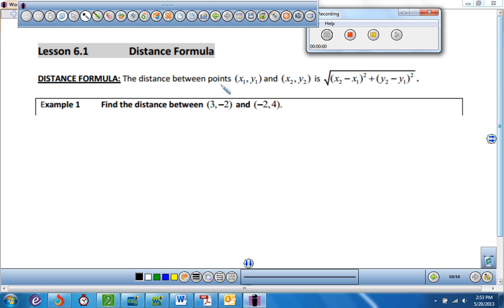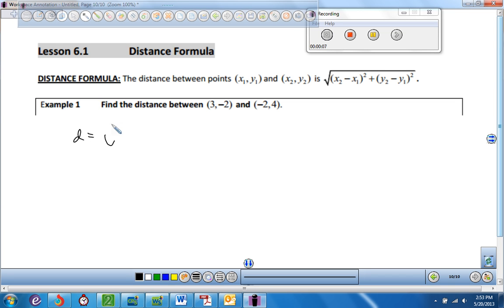So here we're going to use the distance formula to come up with the distance. Alright, so what we're going to do is take the difference in our x's. So I'm going to say (3 minus negative 2) squared plus (negative 2 minus 4). Okay, so I just took them in order.